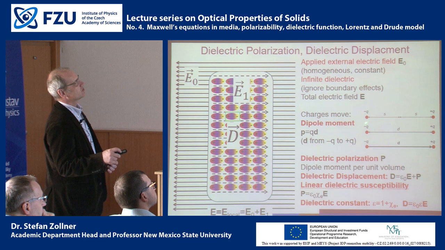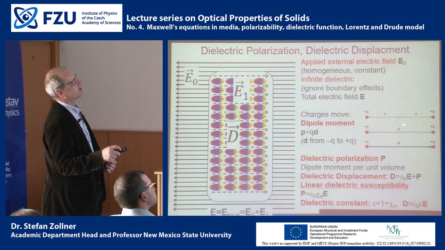So the dipole moment is defined as the product of the charge and the distance between the two charges. So if I have a negative charge minus Q and a positive charge plus Q, and they are separated by this distance d, then the dipole moment is equal to Qd.